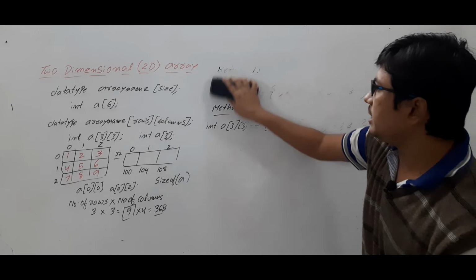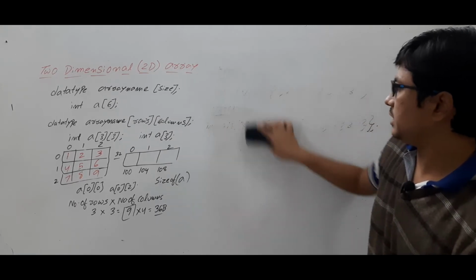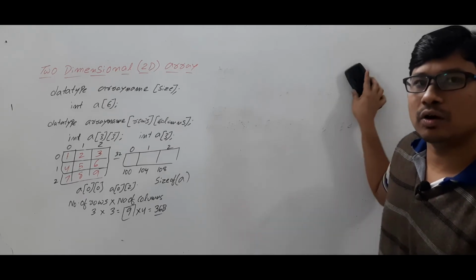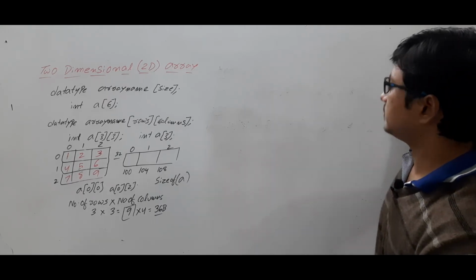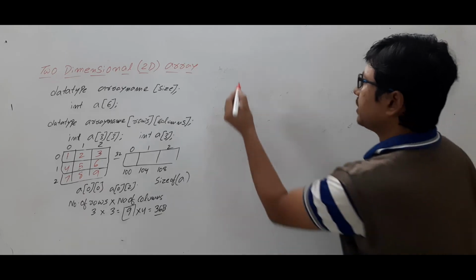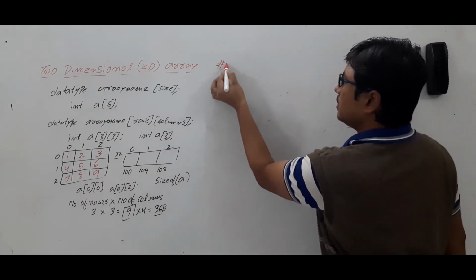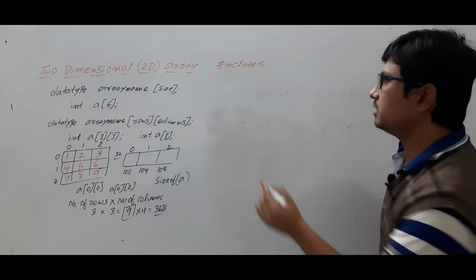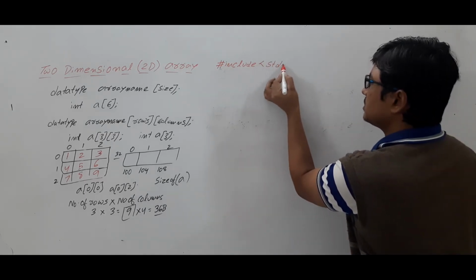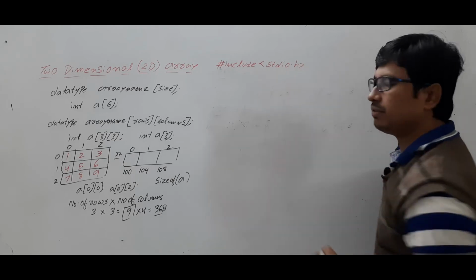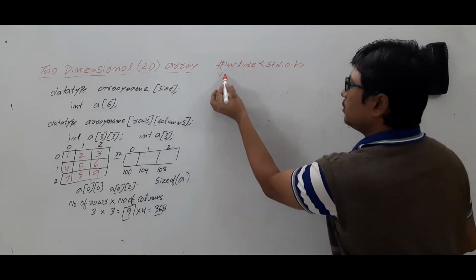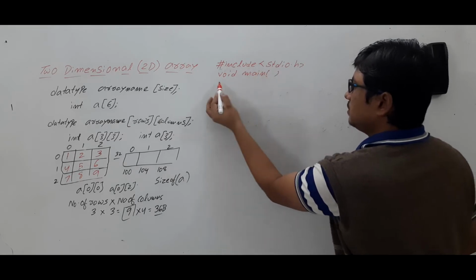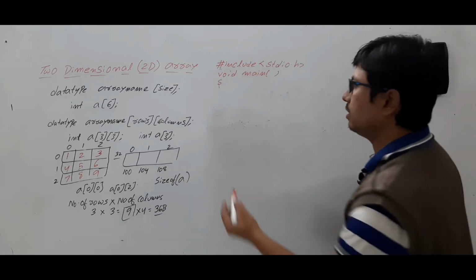So now let me discuss a simple program to read elements from the user in a two-dimensional array and display those elements back to the user. Let me write the C program so that you will understand the concept in a better way. To do that, let me include the header file stdio.h, which is the standard input output header file, and you will use void main, which is a function. Is it clear or not?